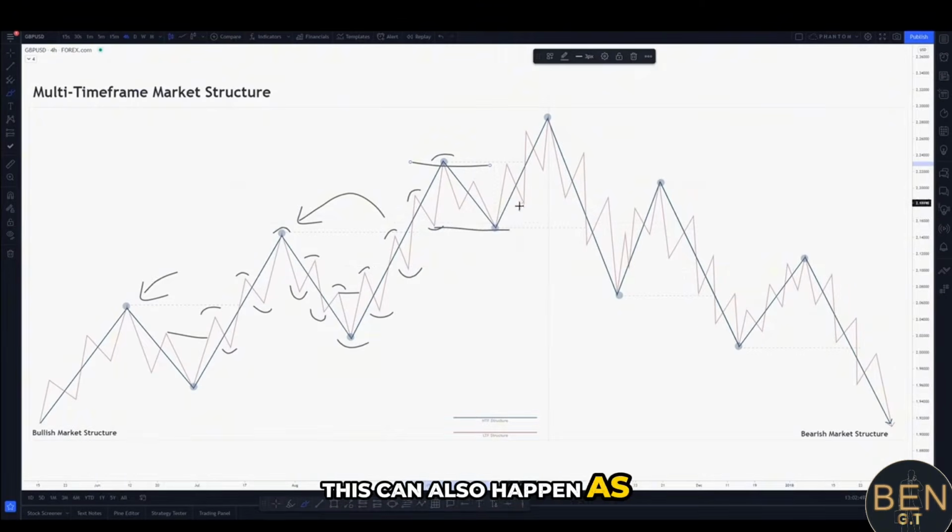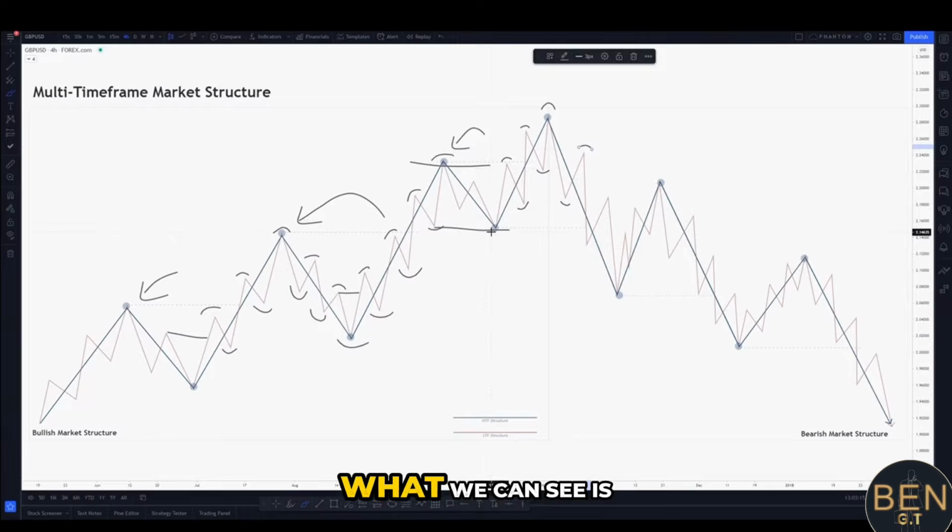This can also happen as well, so don't always expect that the lower time frame has to create lower lows and lower highs as it's retracing in a bull trend. But then we'll see price starts to build higher highs and higher lows once more. We break the higher time frame higher high, putting in a new higher high on the higher time frame, and then the cycle continues where we start to see a lower low printing a lower high.